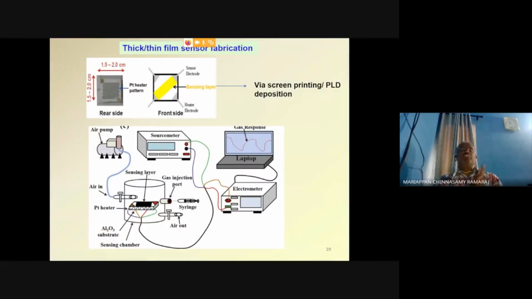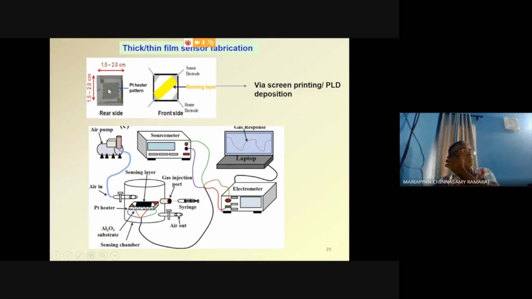Okay, so now I move on to the thin film and thick film sensor, how it can be fabricated, how it can be characterized, and the real results we obtain from our laboratory. The sensor substrate is alumina. You can see the size, around 2 centimeters in length and breadth. On the rear side of the substrate we have the twisted platinum heater, and on the front side we have the electrical contacts: 2 electrical contacts for sensing, and 2 electrical contacts for giving current to the platinum heater.